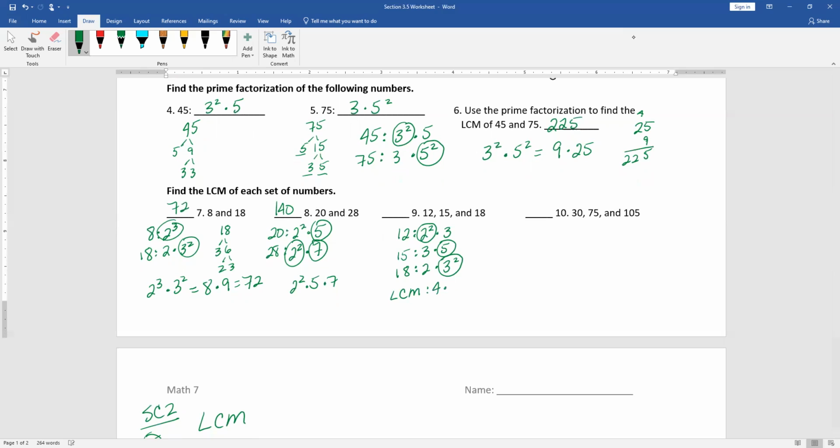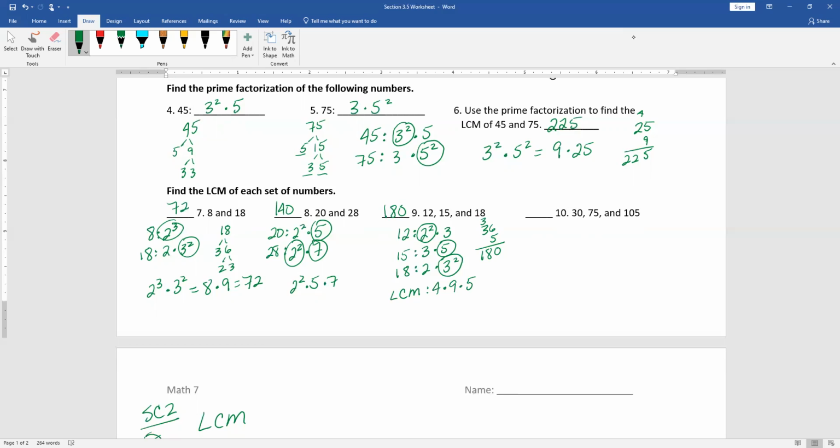So 2 squared is 4, 3 squared is 9, and 5. That's 4 times 9 is 36 times 5. So 36 times 5 is 30, carry my 3, that's 15, 16, 17, 18. So 180 is the smallest number that 12 will divide evenly into, 15 will divide evenly into, and 18 will divide evenly into.